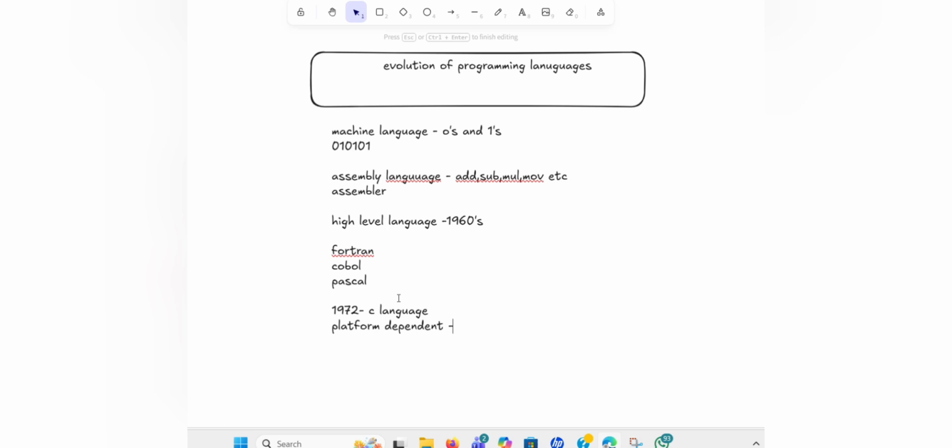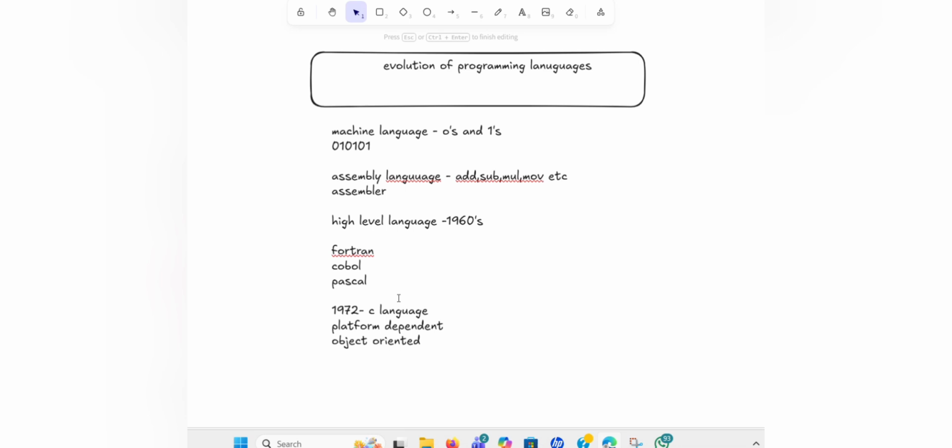So C language was platform dependent and object oriented. Let me tell you what this object oriented is. In the real world, everything can be considered an object, right? For example, car, bike, human, phone, whatever you're seeing around you, everything is an object. In programming, an object means a real world entity. And class is a blueprint.